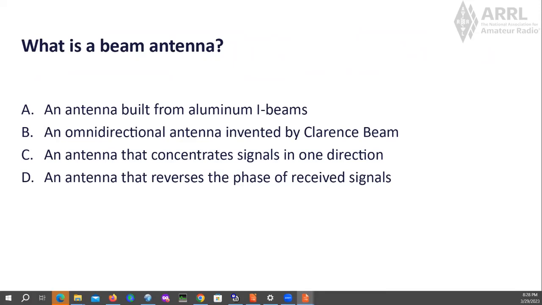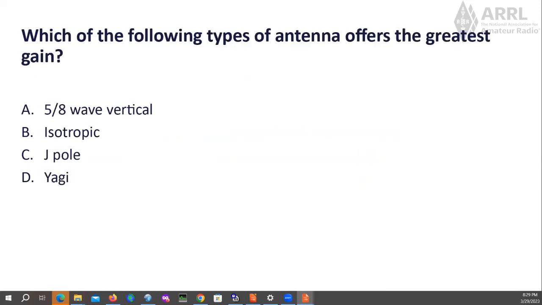What is a beam antenna? And the answer is C, an antenna that concentrates signals in one direction. Which of the following types of antenna offers the greatest gain? Now, this is something we hadn't talked about before. And the answer is D, the Yagi. All except B are real antennas. B, again, the isotropic antenna, is perfect and that's not available.